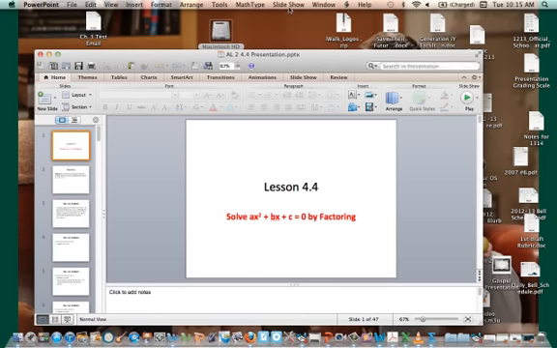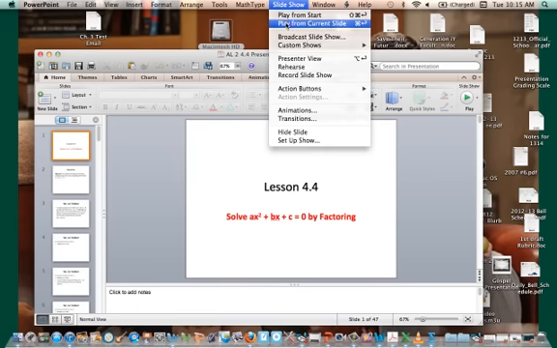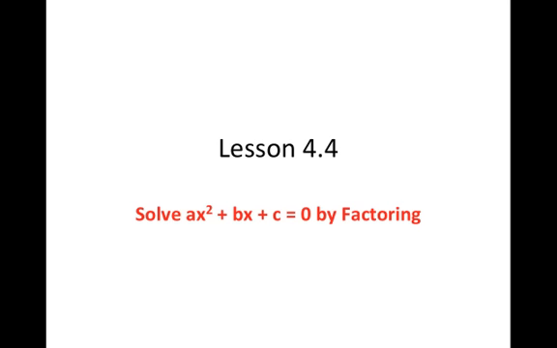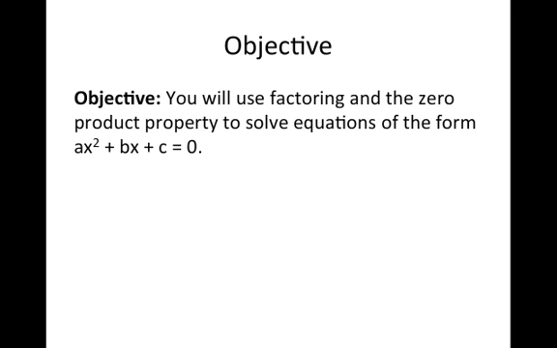We're going to solve ax squared plus bx plus c equals 0 by factoring. That's our goal. Our objective today is you will use factoring and the zero product property to solve equations of the form ax squared plus bx plus c equals 0. Last time you learned how to solve equations of the form x squared plus bx plus c equals 0. Now we're going to look at more interesting values for a other than 1.